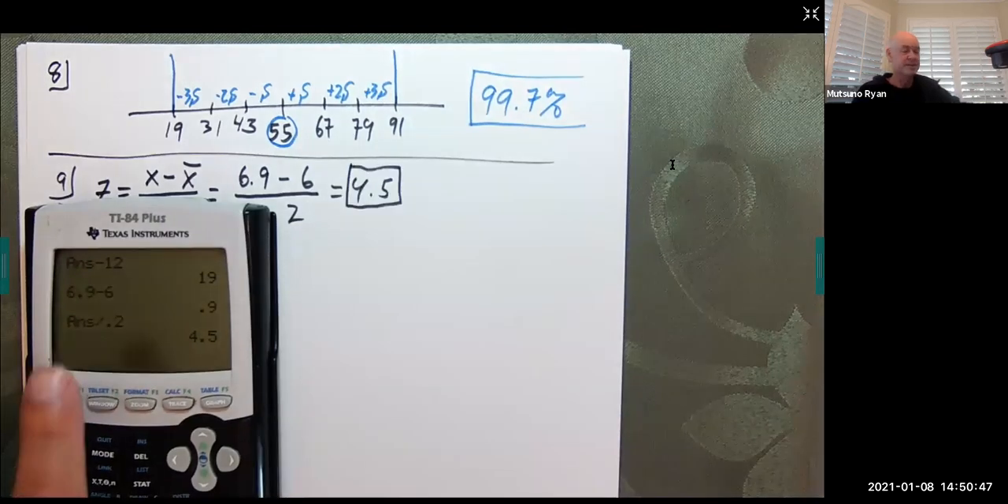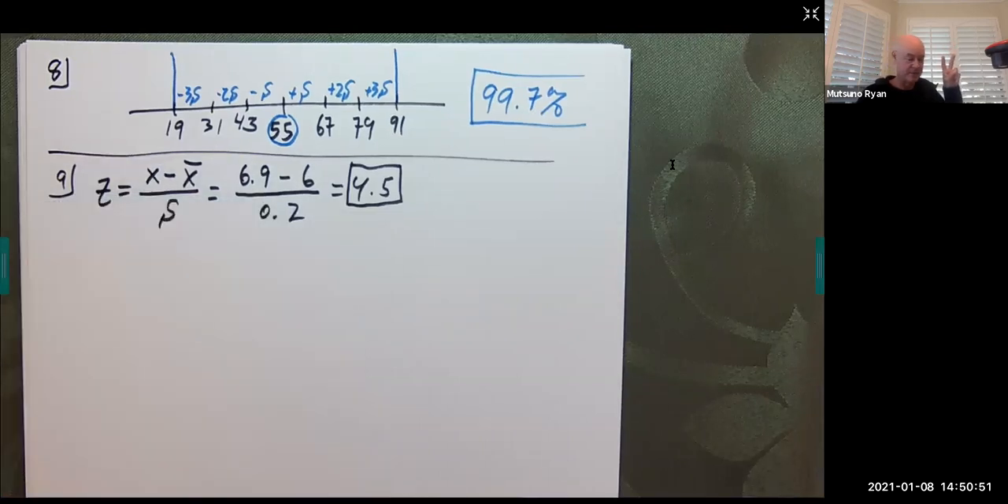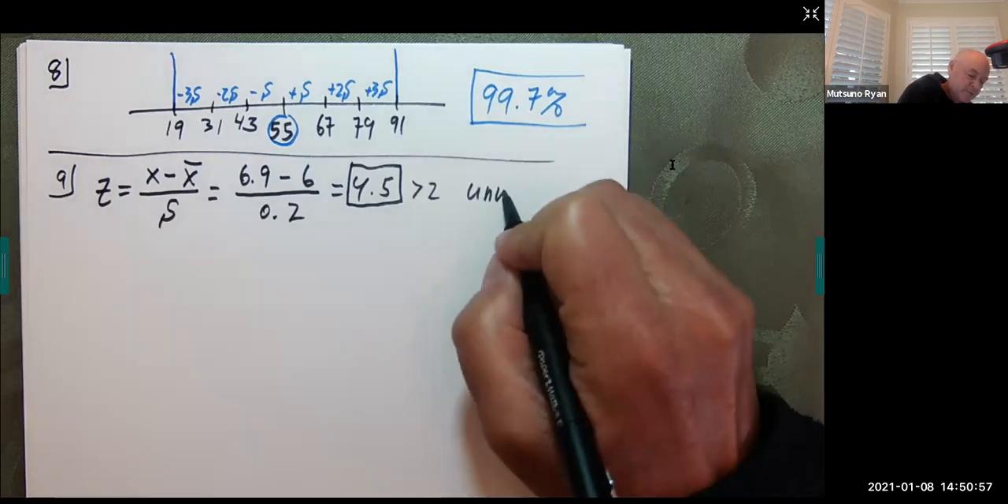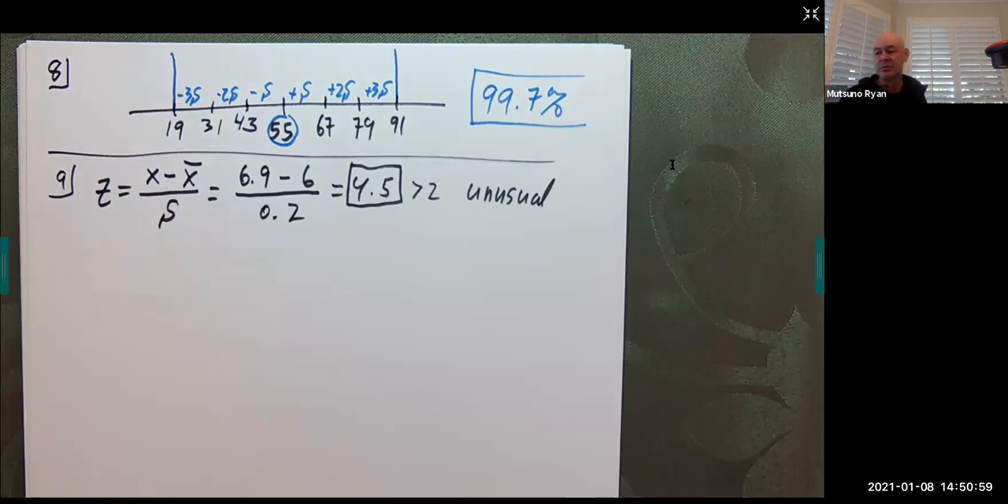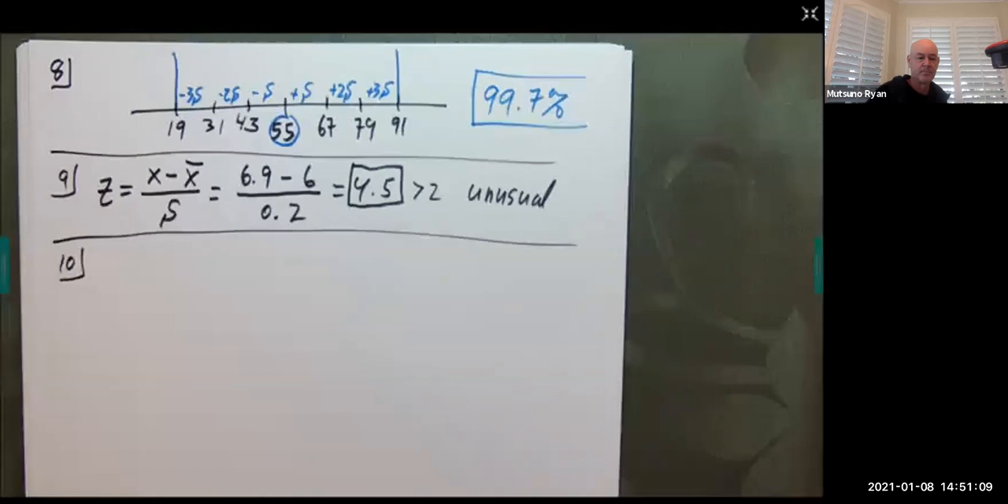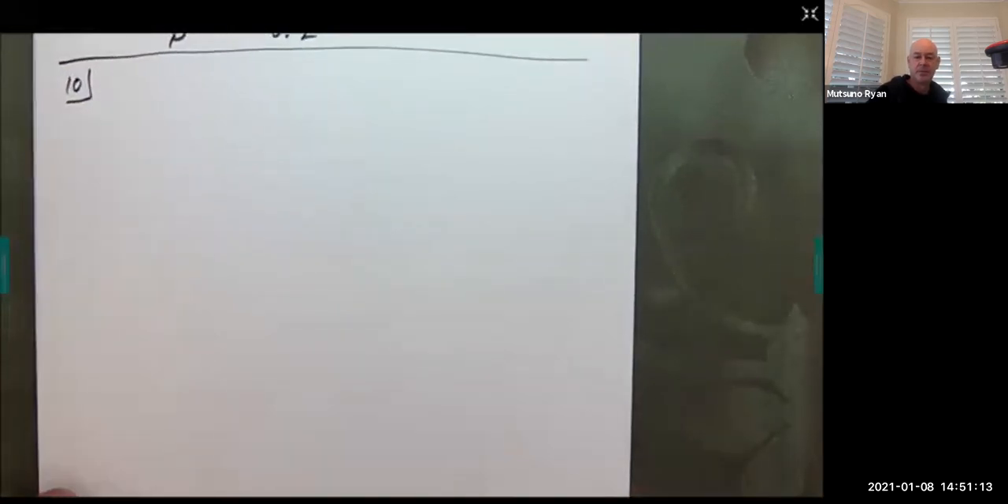And his z-score is definitely bigger than 2. And anything bigger than 2 or less than -2 is considered unusual. Doesn't mean the person is unusual. It just means his height is unusual relative to the rest of the team. Next up, number 10. Speed that up a little bit. Another problem about z-scores.